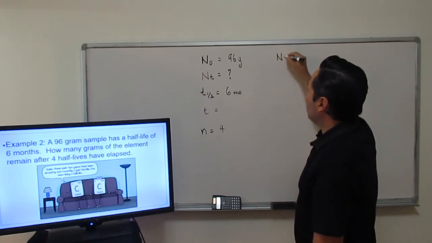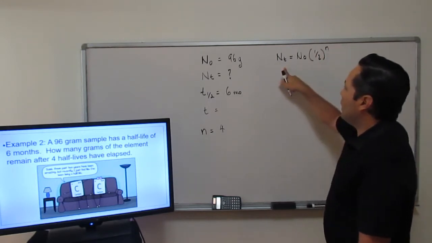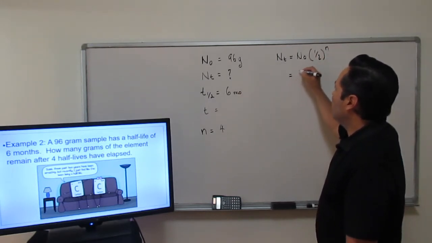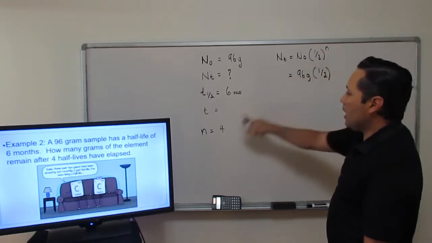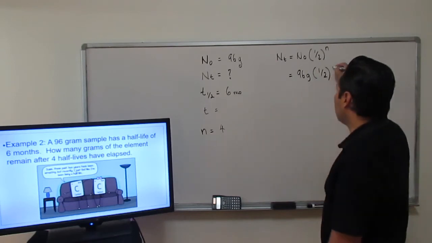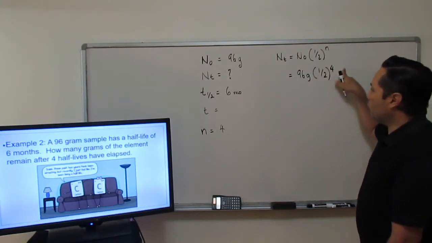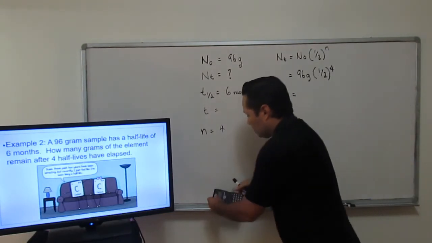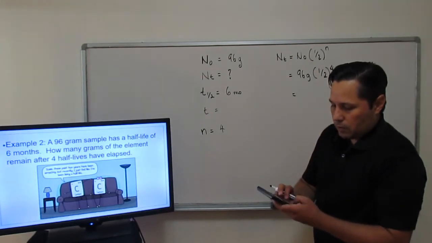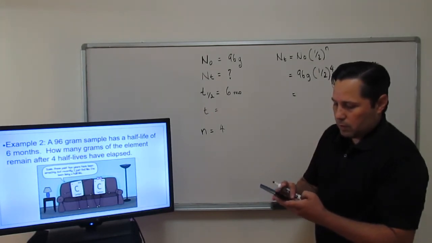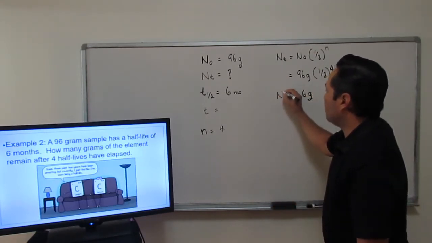For this one, it'll be Nt equals N0 times 1/2 to the power of n. Nt is what we're solving for. N0 was given to us, 96 grams. How many half-lives went by? There are 4 half-lives that have gone by. So you multiply 0.5 to the power of 4 times 96. The answer for that one is just 6 grams. Alright, so we got our answer.